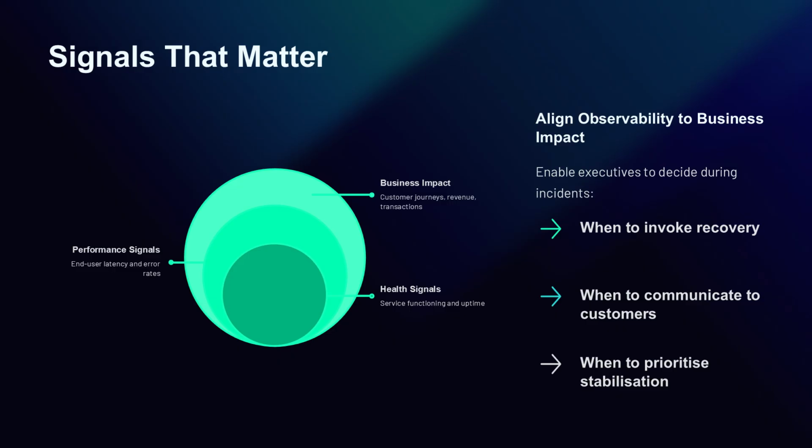When you align observability to business impact, you enable executives to make informed decisions during incidents, such as when to invoke recovery measures, when to communicate to customers, and when to prioritize stabilization over feature delivery.